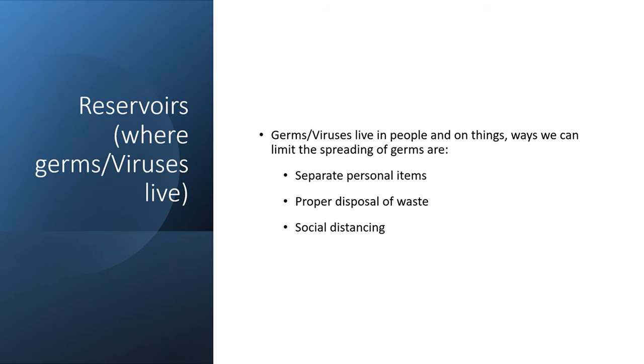So let's talk a little bit more about how we can stop the chain at each of the pieces. All right, so reservoir, where germs live. So the first thing we can do is separate personal items. So hygiene products should not be shared, and they may be dedicated to certain patient care equipment. So you may have a blood pressure cuff that stays with a certain patient. You may have a thermometer that stays in that patient's room. So that you're not sharing things among people within a home.